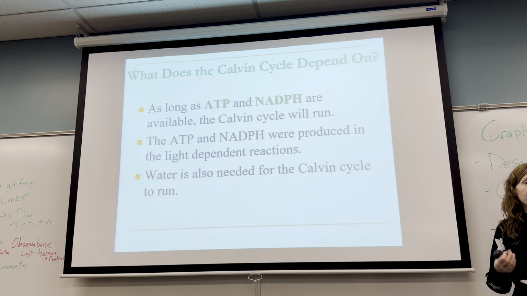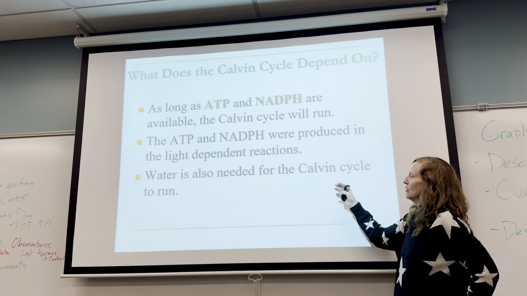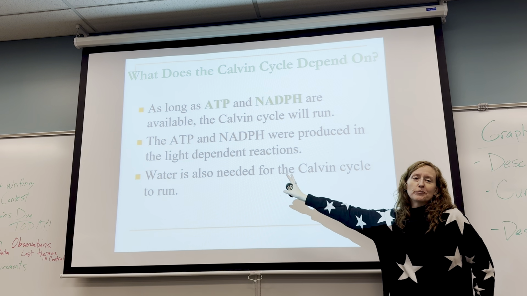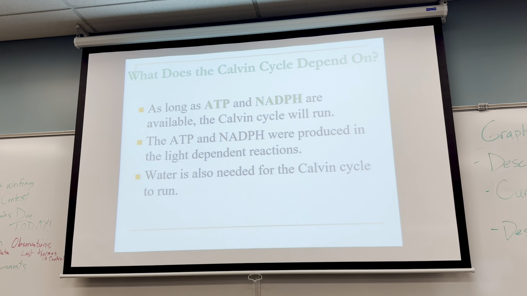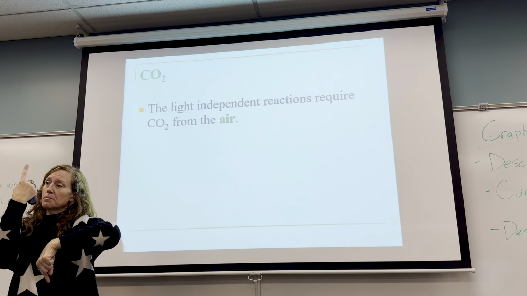Water, right? We have to split water. Oh, sorry, let me go back to the Calvin cycle. Water's always needed. We're always making and breaking things, right? So water for the Calvin cycle also. We also need carbon dioxide. Carbon dioxide comes in on the undersurface of the leaf through the same pore that oxygen leaves out of. So oxygen goes out, carbon dioxide comes in.